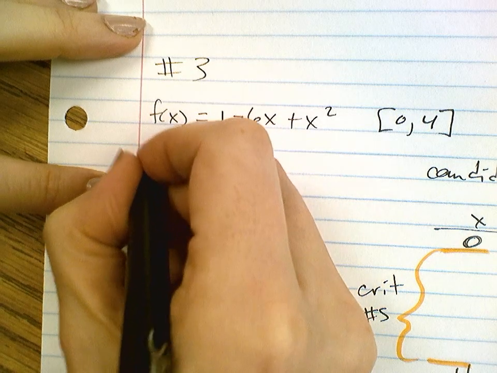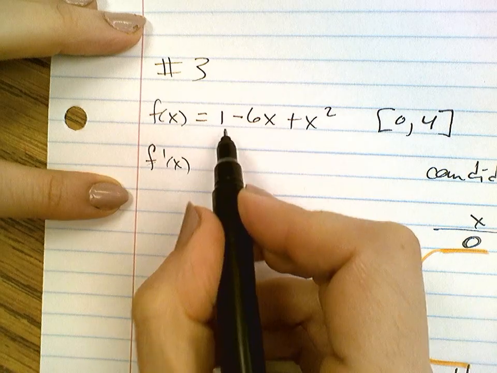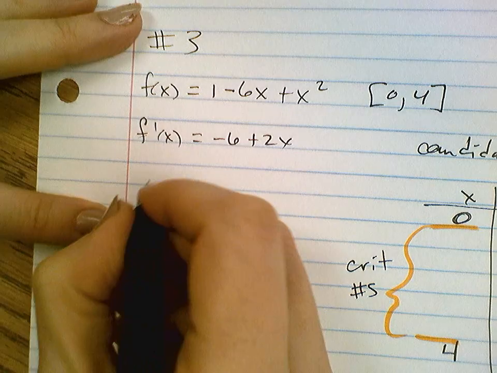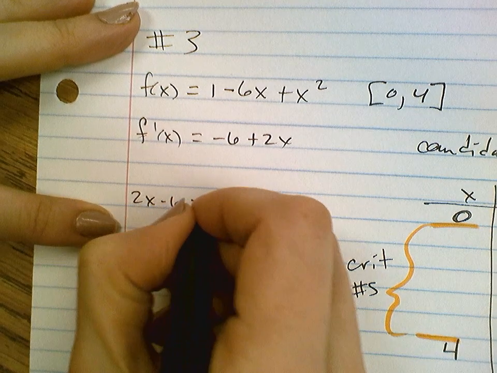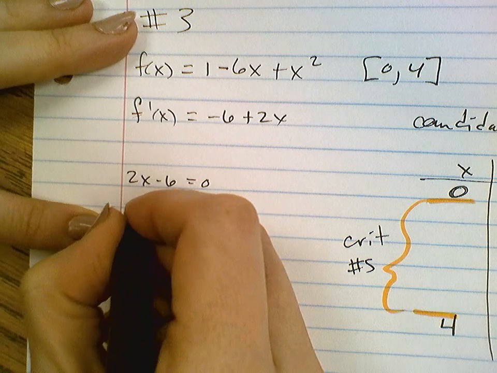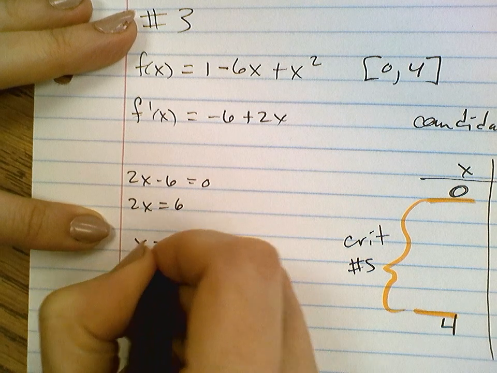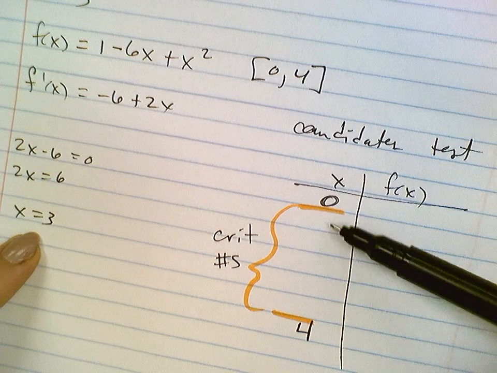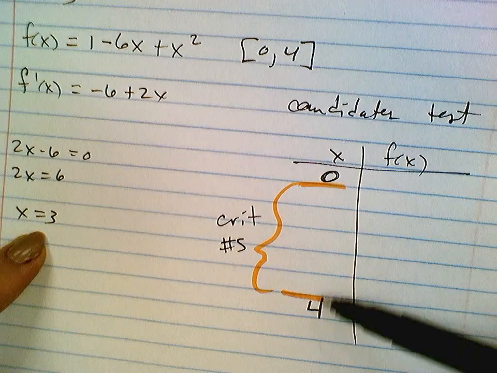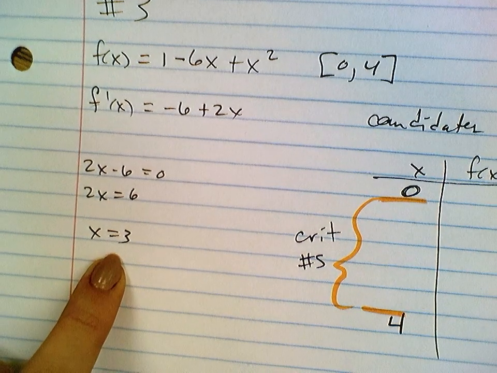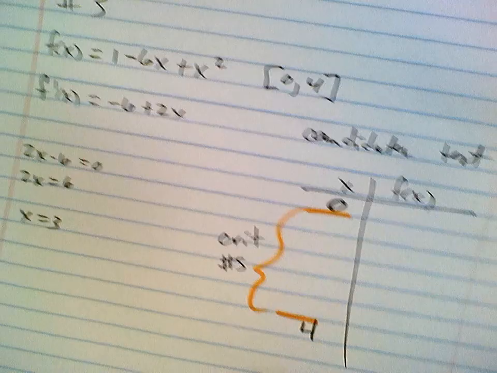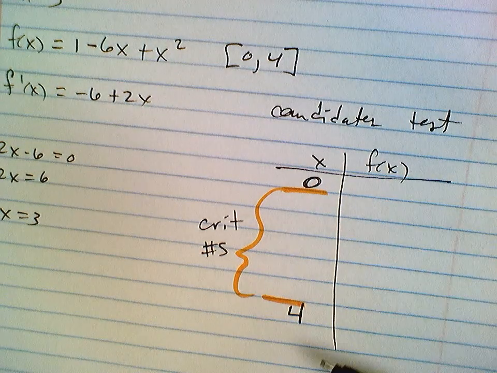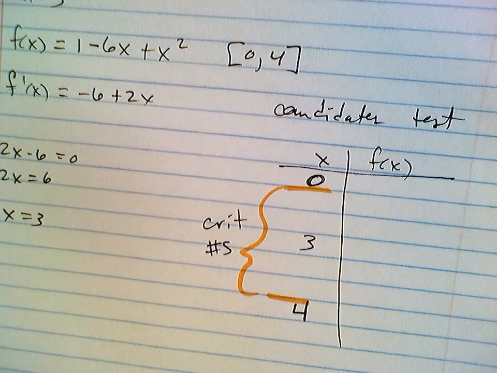So I go f prime is -6 plus 2x. And then I set it equal to 0. So 2x minus 6 is 0. 2x is 6. X is 3. You only need to put the critical numbers here that fall within this interval. Like if one of my critical numbers was -10, then I wouldn't put it into the candidate's test table because it's not within this interval. So I just put 3 in there.